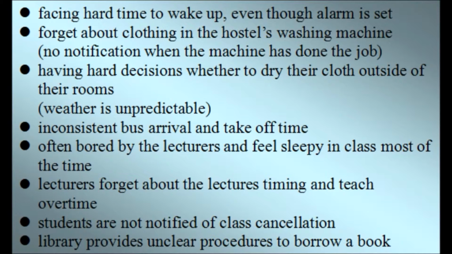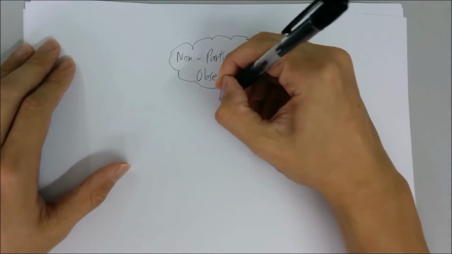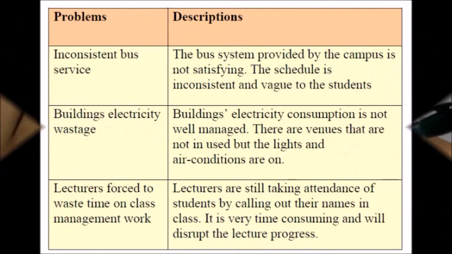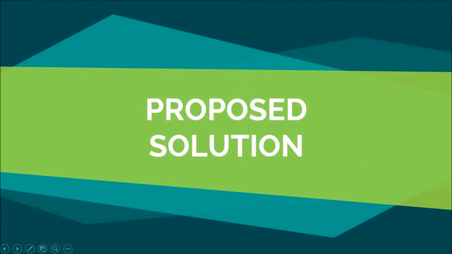Next, the non-participant observation method is carried out to discover problems around the university environment. And here is the result from the observation that we have made. Alright, let's move to proposed solution.